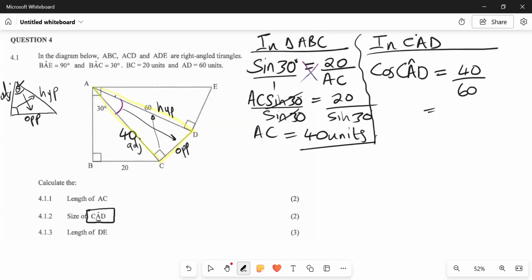And then from here, we can just say CAD is equal to shift cos 40 over 60, right? And then 40 over 60 would give us 48,19 degrees.